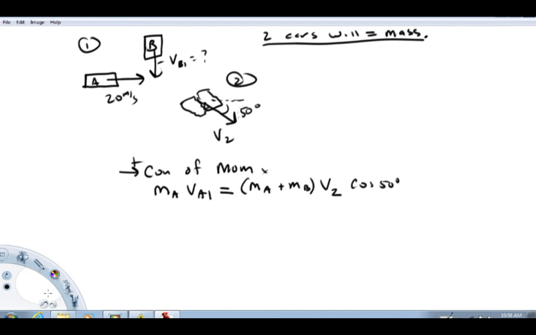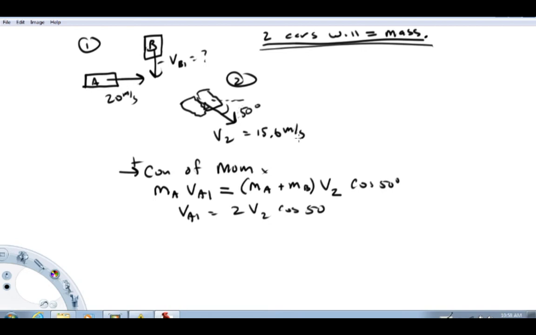Taking note that these cars have equal mass, the masses add to 2m and divide out. This simplifies to VA1 equals twice V2 cosine 50. I'm going to solve that for V2, and I get about 15.6 meters per second. All right, so I now know V2.